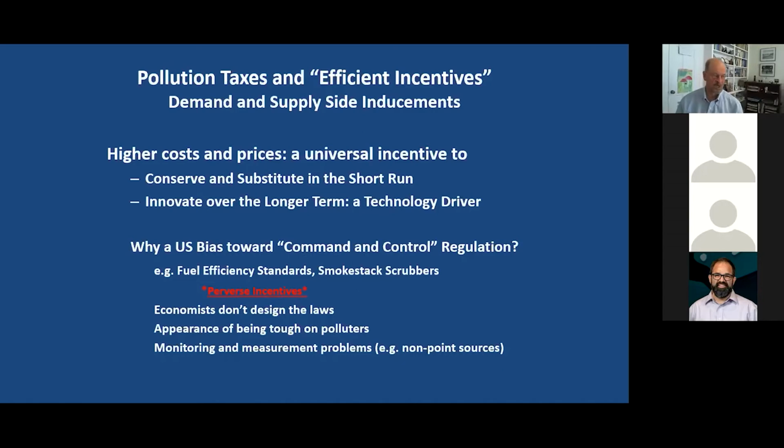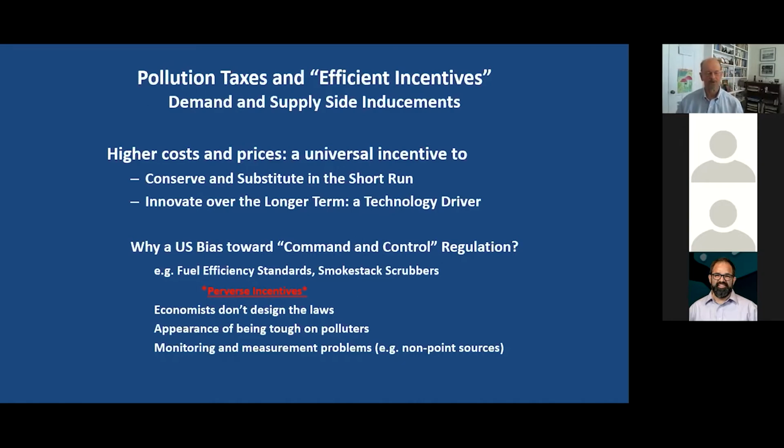We were talking about car transportation before, to conserve fuel, let's say, by taking fewer trips or combining activities in one trip, to substitute, like taking the bus or walking instead of driving a car for some activities. Those are short-run responses to the higher price that goes along with a tax.